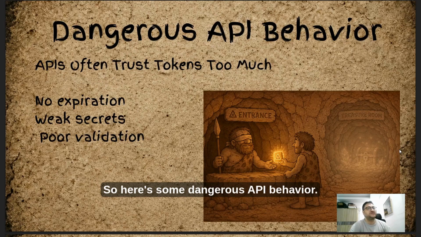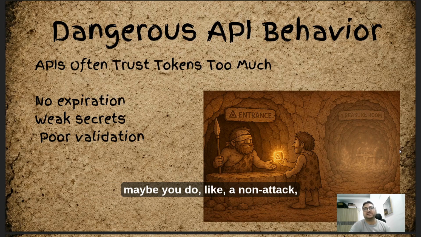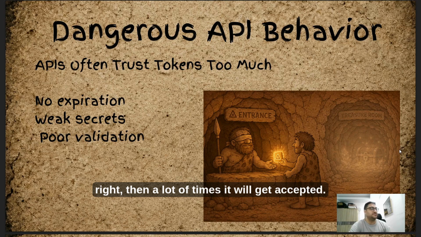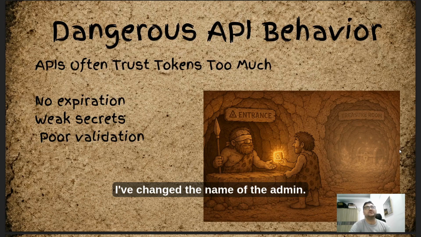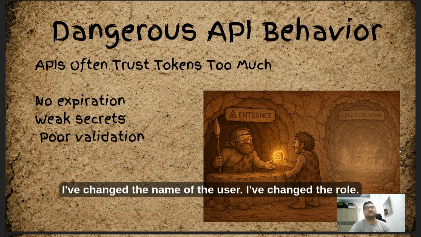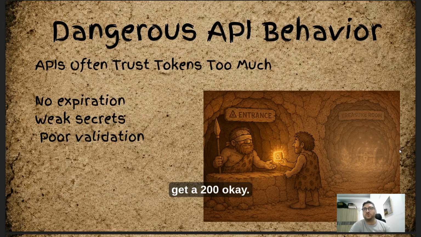So here's some dangerous API behavior. APIs often trust tokens too much. If you have some sort of token, even if you don't have the right algorithm, maybe you do a none attack, right? A lot of times it'll get accepted. I've been there. I've taken out certain parts of the JWT token. I've changed the name of the admin. I've changed the name of the user. I've changed the role, and 9 times out of 10, I will usually get a 200 OK.